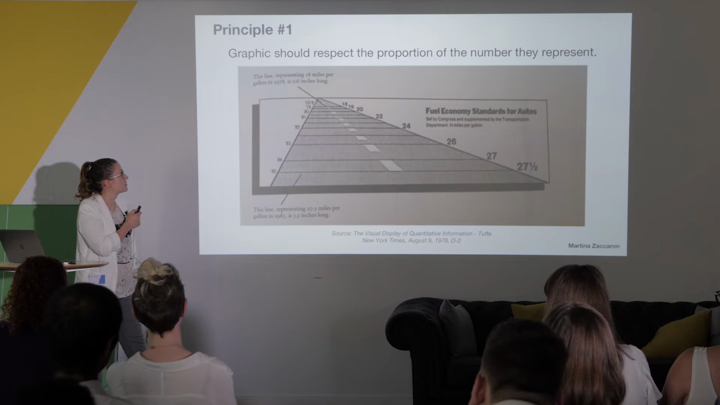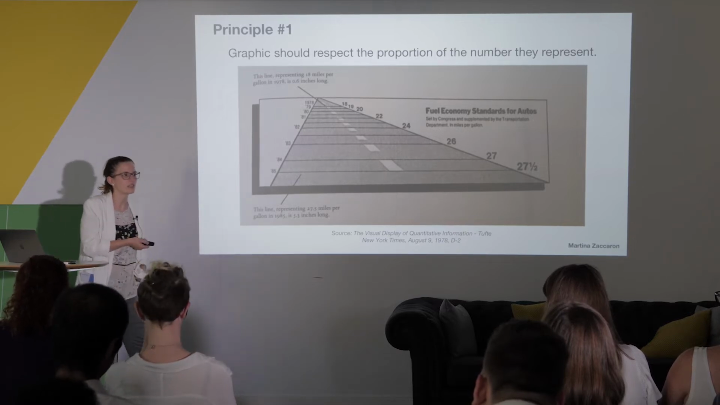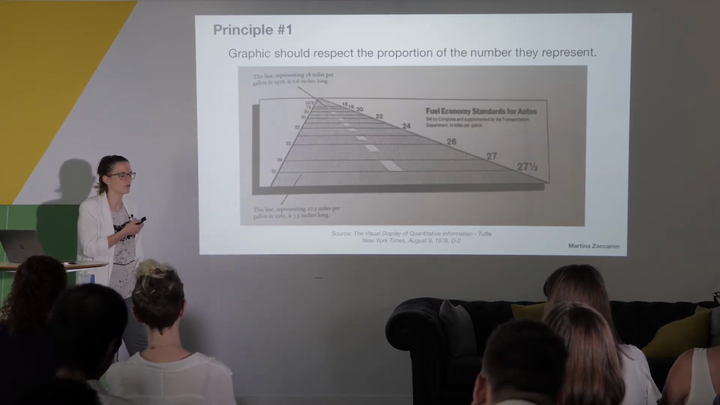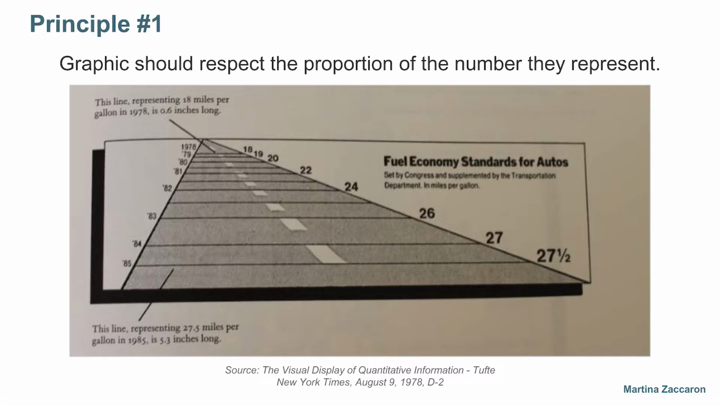So I will talk about three principles of graphical integrity as Tufte defined them, and it is a strive for truthfulness in data representation. The first one is: respect the proportion of the real numbers when you do a graphic representation of them.